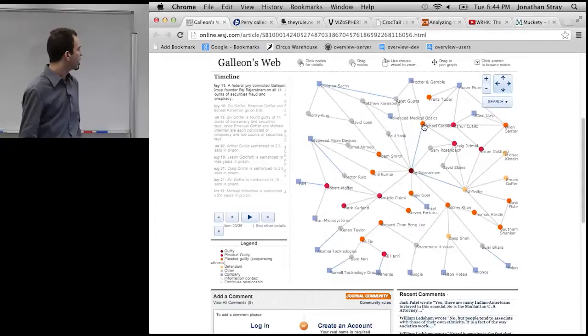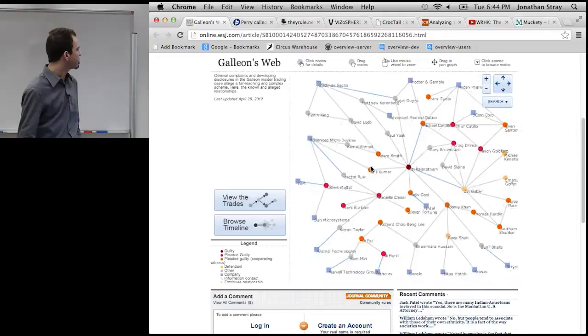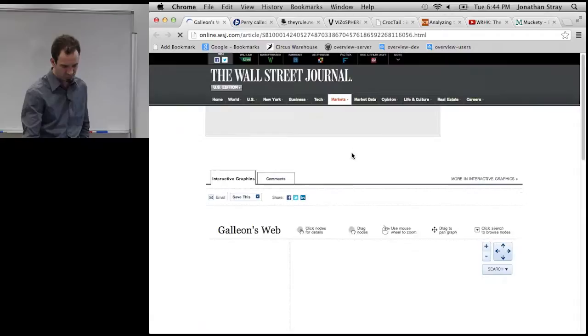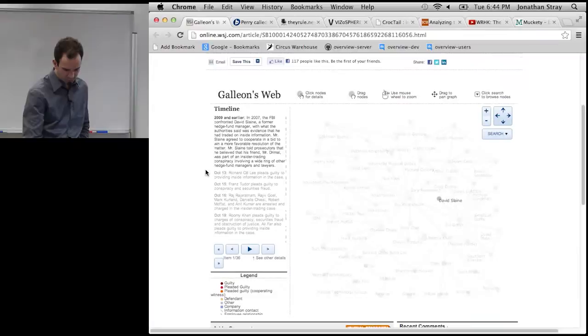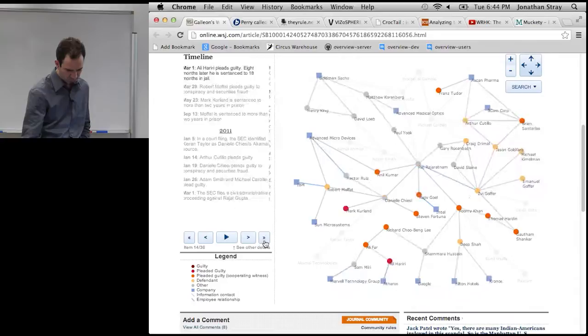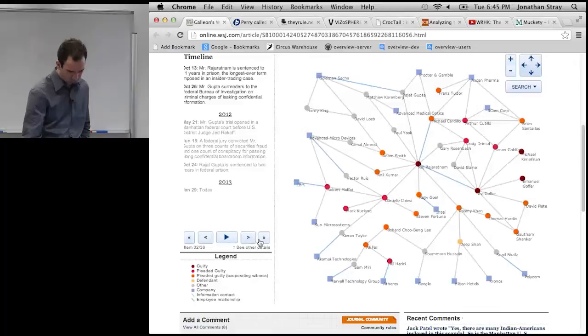So somewhere here, except click nodes for details. It should be showing me what each of these people did. One sec. Nope, okay, we're going to reload it and see if that works. All right, well, for some reason I can't drive this right now.